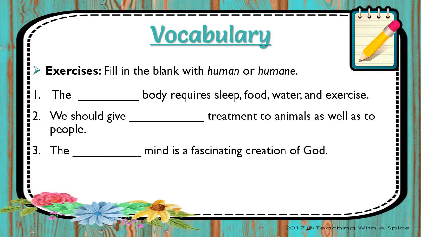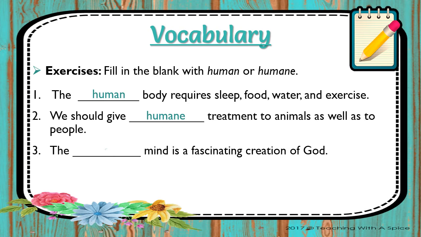All right, let's check out the answers. Number 1, the human body requires sleep, food, water, and exercise. We use human because you're describing a characteristic of a person's body. Number 2, we should give humane treatment to animals as well as to people. Compassionate treatment, kind treatment to animals as well as people.